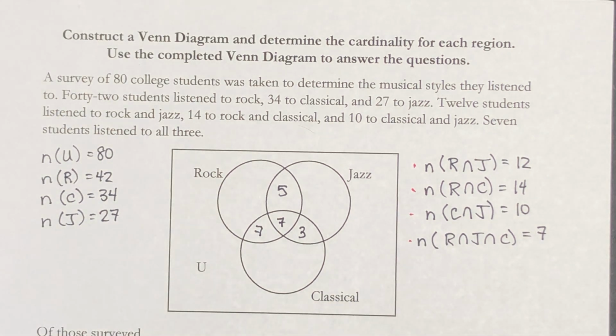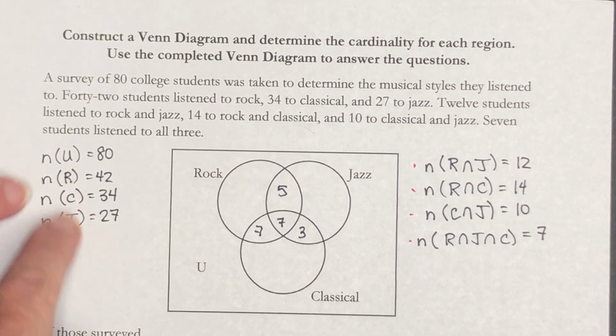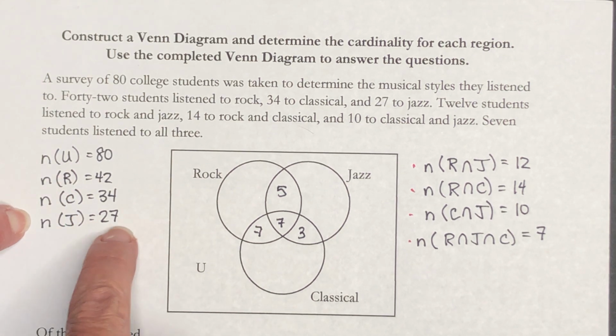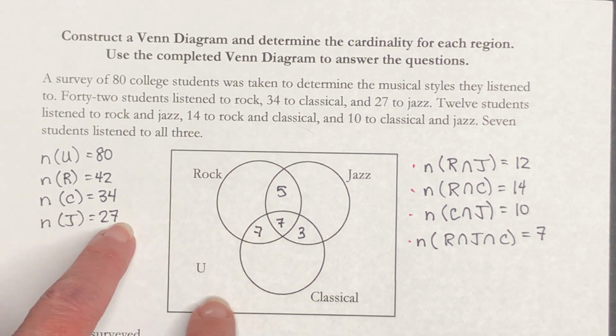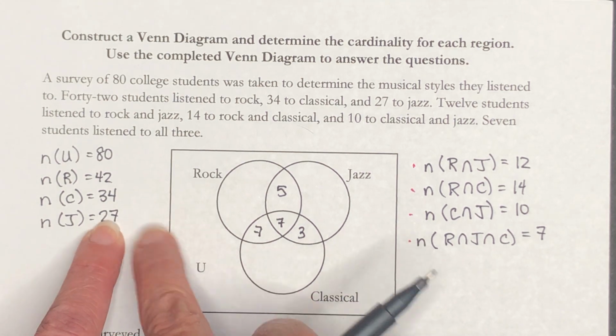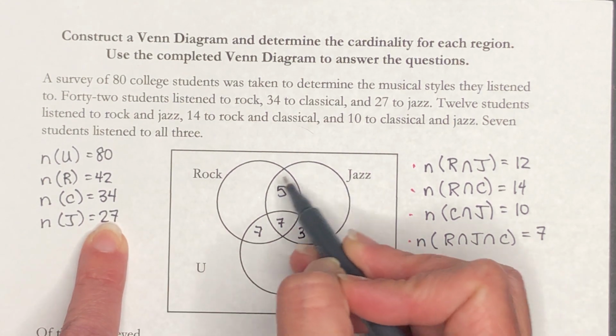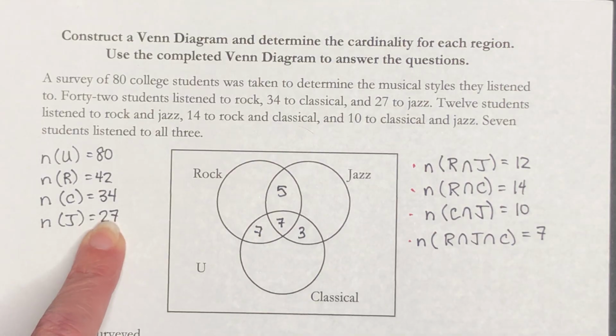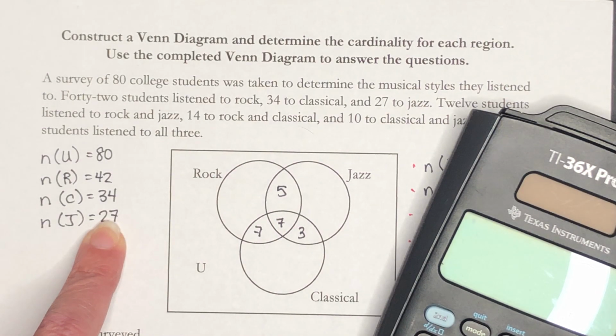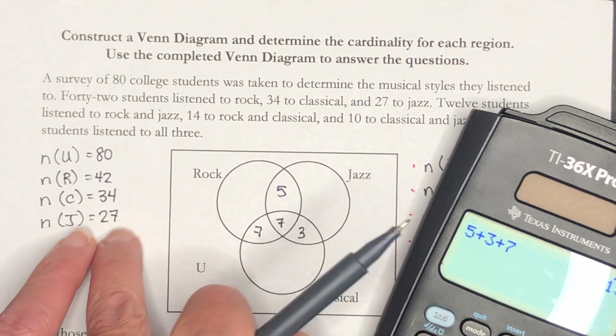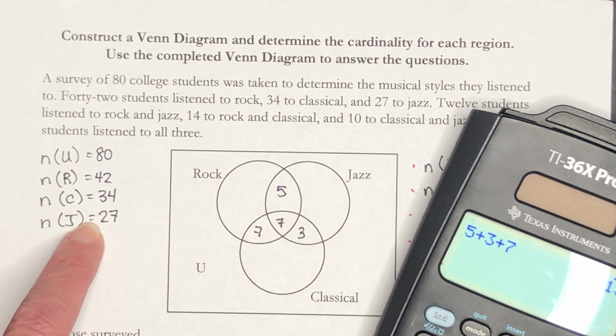Okay. Now I'm going to go to my single sets here. Let's just start with jazz. It's at the bottom, so I don't know why. 27 people belong in this entire circle. Well, how many are there already? 5 plus 3 plus 7. I already have 15 people in there. And I'm supposed to have 27 total.